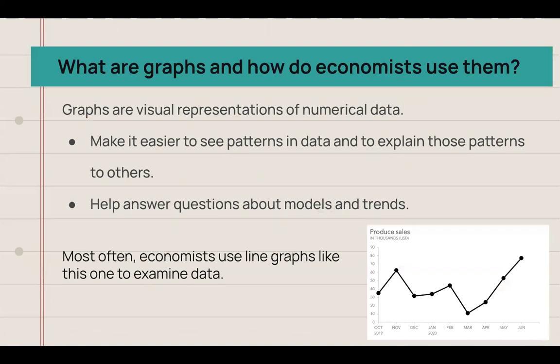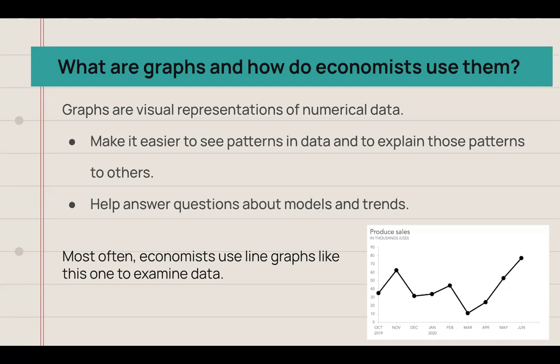Now, what are graphs and why do we care about them as economists? So graphs are a visual representation of numerical data. They basically make it easier for us to see patterns in data and to explain those patterns to other people rather than just looking at a bunch of numbers in a table. And they can help us to answer questions about trends, what we think might happen in the future given a certain set of circumstances, and about models, which are basically a simplified representation of reality.